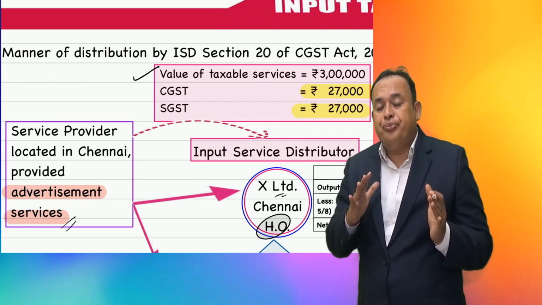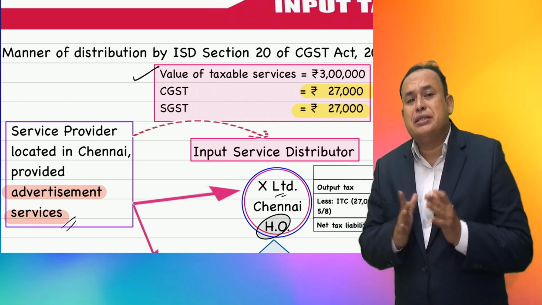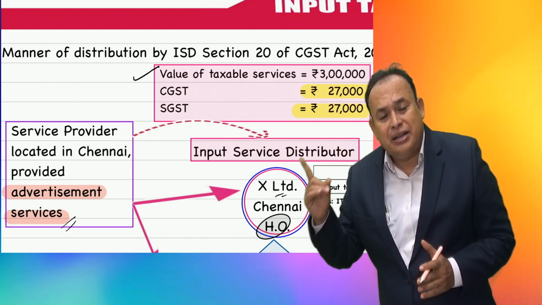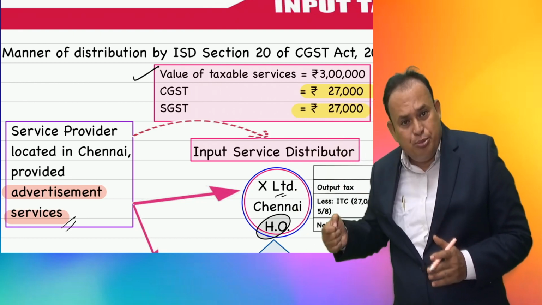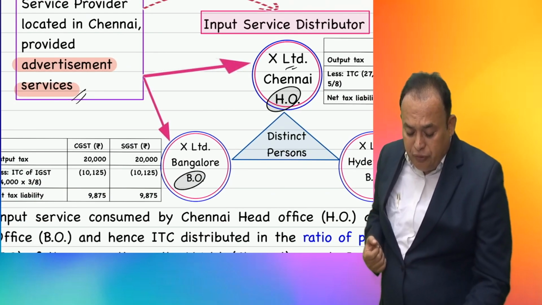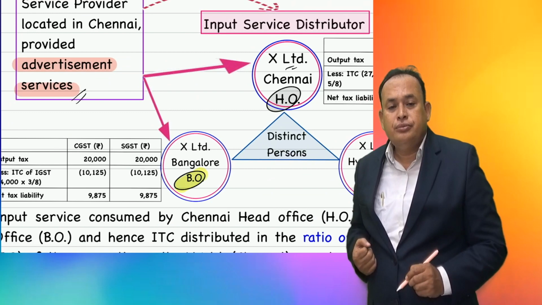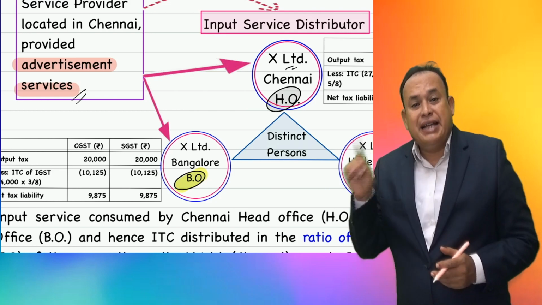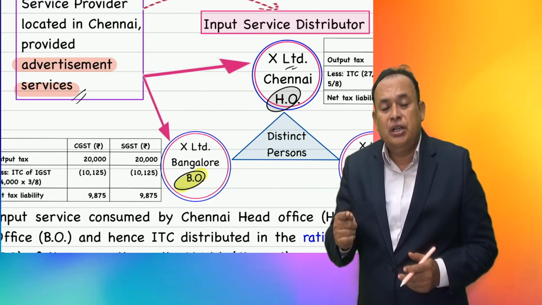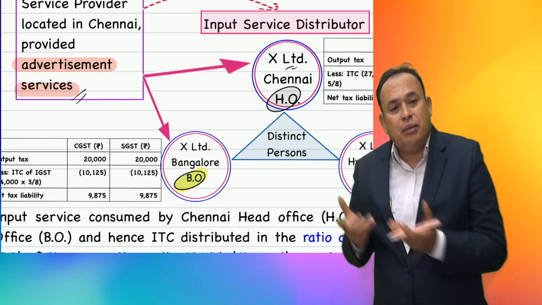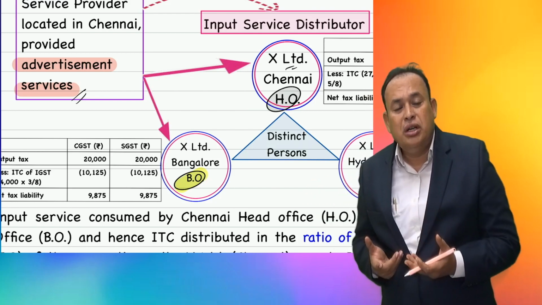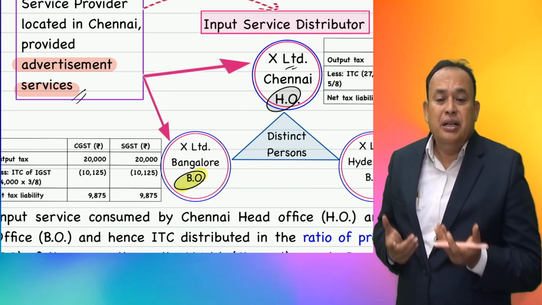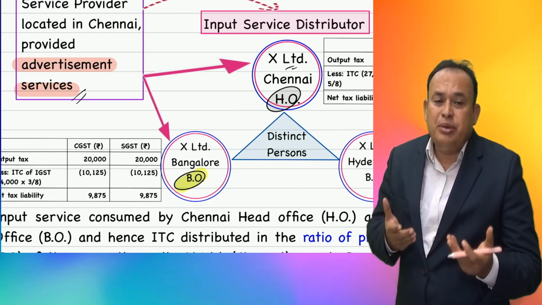But this entire credit is not for the Chennai office alone. Some of the output services of the advertising agency were received as input service by the branch office of Bangalore also. But in the hands of the Bangalore branch office, there is no tax invoice. The tax invoice is in the hands of X Limited Chennai. So, branch office Bangalore asks that some of the inward supply is attributable to its place also, and proportionate credit could be passed to it. X Limited Bangalore asked X Limited Chennai.